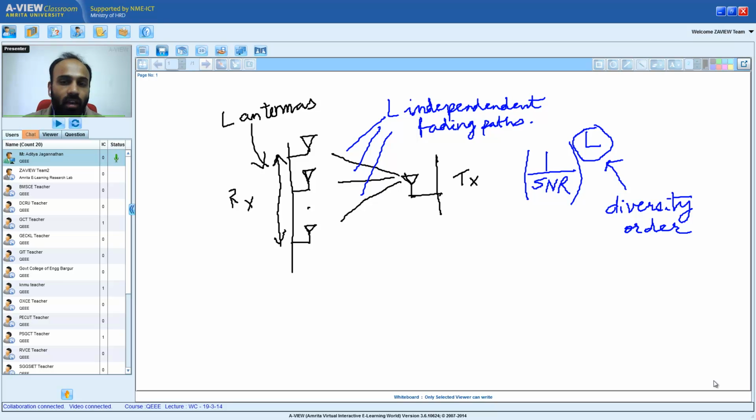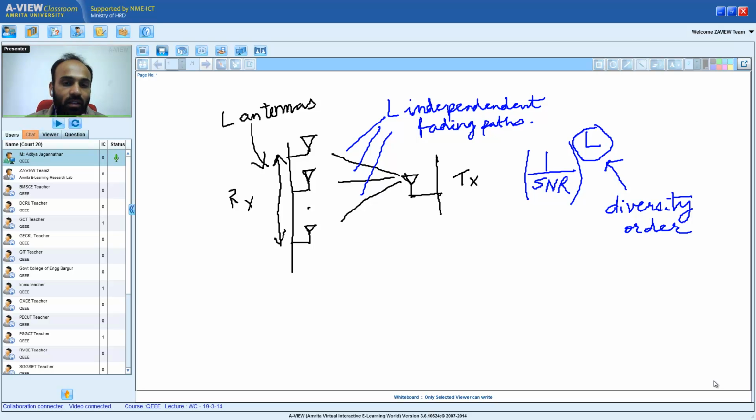We have calculated what is the bit error rate across a fading wireless channel with multiple antennas. Alright, so these are all the different aspects we have looked at. So far we have looked at what is a fading channel, how to model a fading channel, that is the Rayleigh fading channel. We have seen what is the bit error rate performance of a Rayleigh fading channel. Then we have seen the bit error rate performance of a fading channel with multiple antennas.